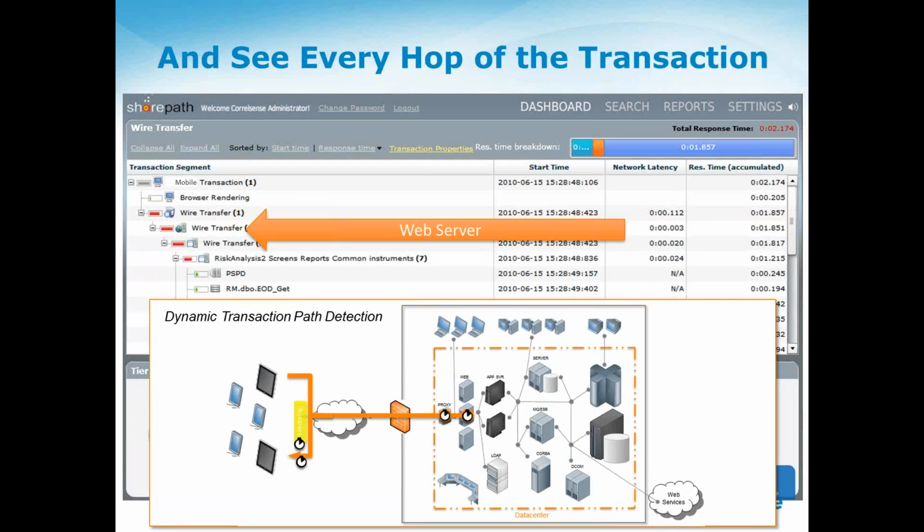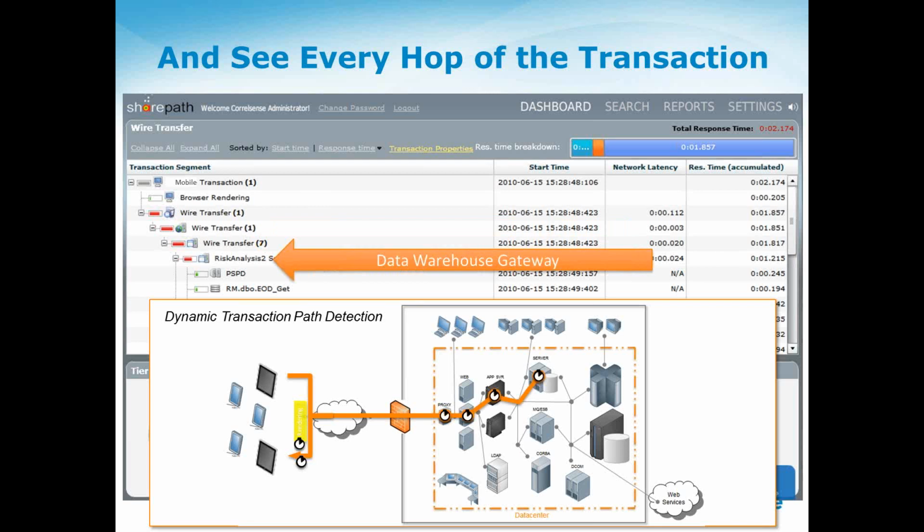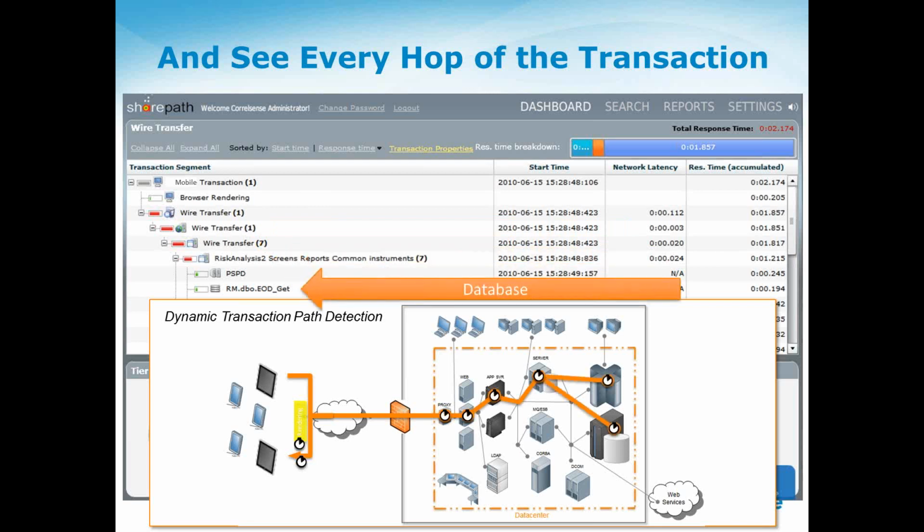So you need to take a look and see, okay, that transaction came in and it hit a proxy server, and then it went on to a web server, and then it went on to an application server, and then it hit a data warehouse gateway, and then it made a call to a mainframe or a call to a database or both. So having visibility into that transaction beyond just the end user experience is equally important, equally critical. You need to know step by step where that transaction went, and again, for that individual user's transaction. So seeing every hop of the transaction is really critical to managing the performance of these mobile applications.